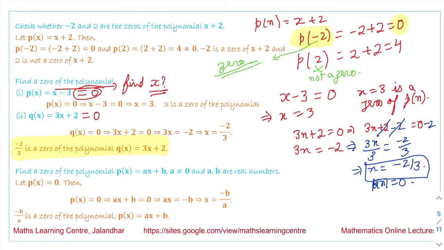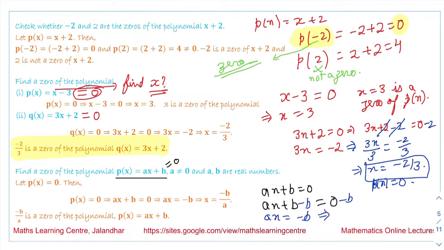So in general, in the general formula, px is equal to ax plus b is given to us. We want to find the zero of this polynomial. So what we have to do is equate it equal to 0. You get ax plus b is equal to 0. We are subtracting b on both sides. We get ax is equal to minus b.